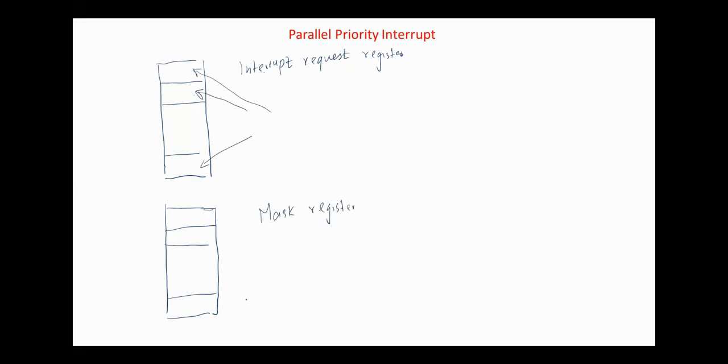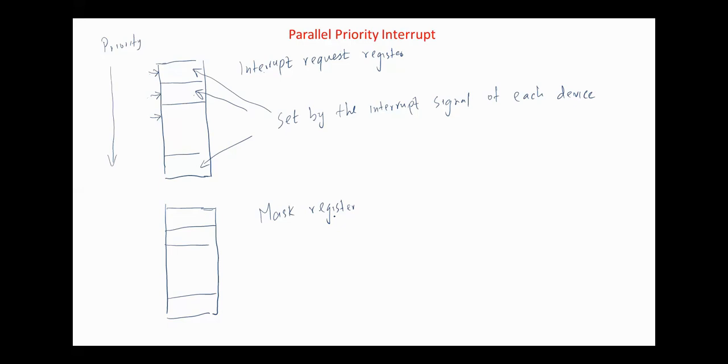Bits in the interrupt request register are separately set by the interrupt signal of each device. For example, if the device corresponding to this bit requests a service, then this bit will be set to 1. Priority is established according to the position of the bits in the interrupt request register. For example, this bit is allocated for the highest priority device, the next bit for the next in priority, etc.